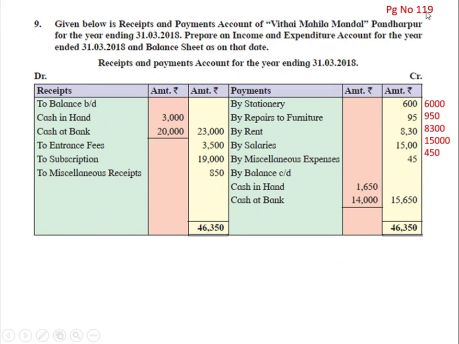Page number 119, see here, put 00 on each figure. Here 600, but it should be 6,000. Here only 95 is given, but it should be 950. Again the same here, 8,300, 15,000 and 450. So put a 0 on each figure. We'll move to the next.